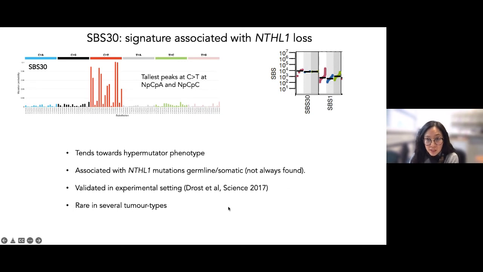Now, this has been validated in an experimental setting. In fact, that's where it was found, by Hans Clevers' lab in 2017. Again, it's rare, but it does occur in several tumor types. These ones have been reported to be potentially sensitive, actually, to PARP inhibitors, weirdly, but because this is a base excision repair pathway and perhaps leans on the single-strand break repair pathway, which is where PARP acts, it may not be a surprise that you'll find in your lifetime that PARP inhibition will be used for other situations and not just HR deficiency.